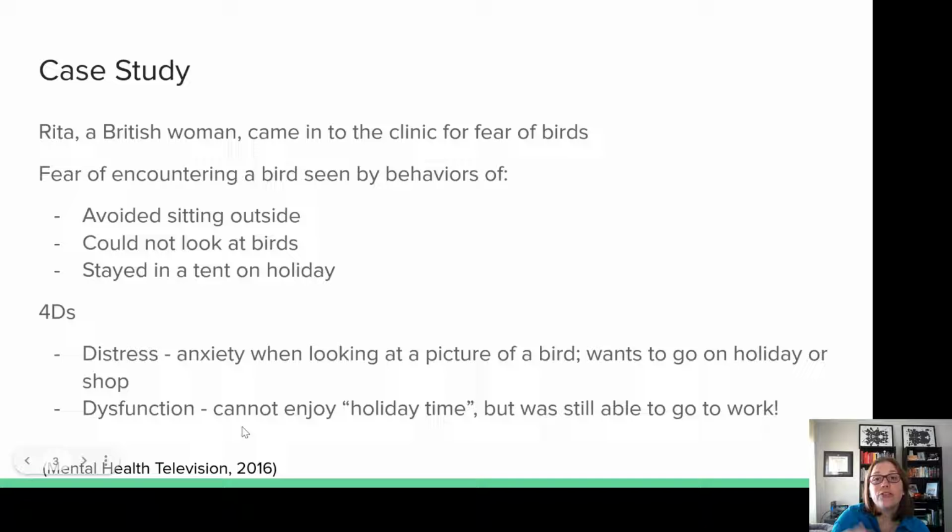And so that interference is something that we call dysfunction. She really can't enjoy her holiday time. But one of the interesting things is that she was still able to go to work. So she wasn't having dysfunction in all areas of her life. It just seemed like it was in her enjoyment time.